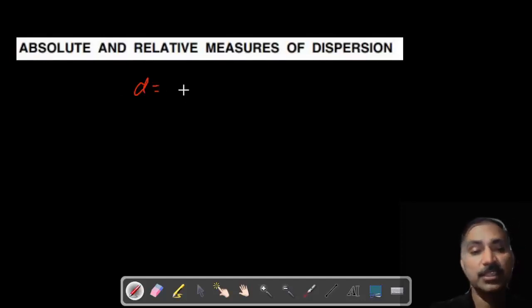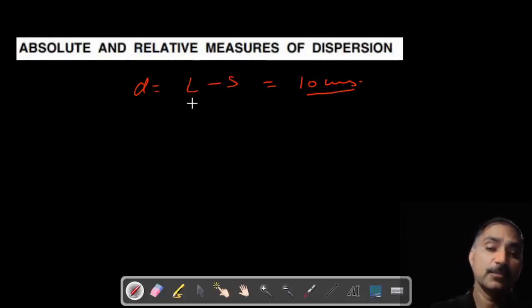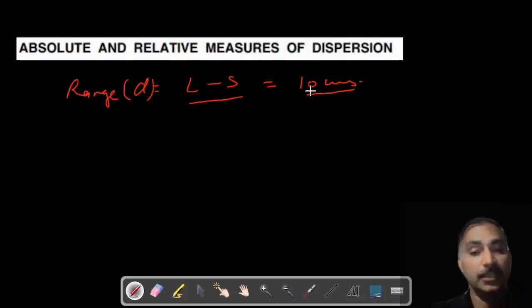Let us assume D is equal to the largest value minus the smallest value. It comes out as, assume, 10 centimeters. Now this data is in centimeters, which is the given unit. This method we call the range. Range we got as L minus S, where L is the largest and S the smallest of the values given. Here L minus S we are taking as 10. The unit is centimeter. So whenever you have a unit with the range or any other dispersion, we say that it is an absolute measure of dispersion.